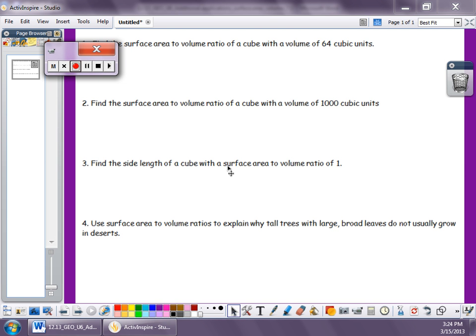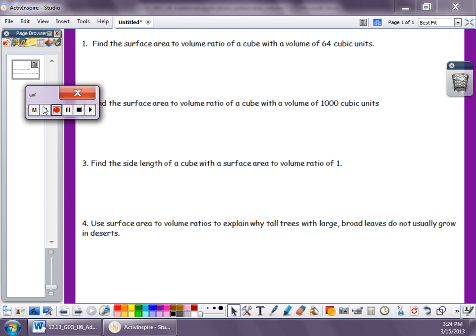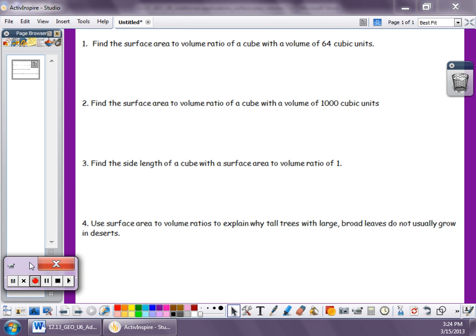Alright, here we go. So today we're going to talk about surface area to volume ratios. The first problem reads, find the surface area to volume ratio of a cube with a volume of 64 cubic units. So 64 cubic units is my volume.